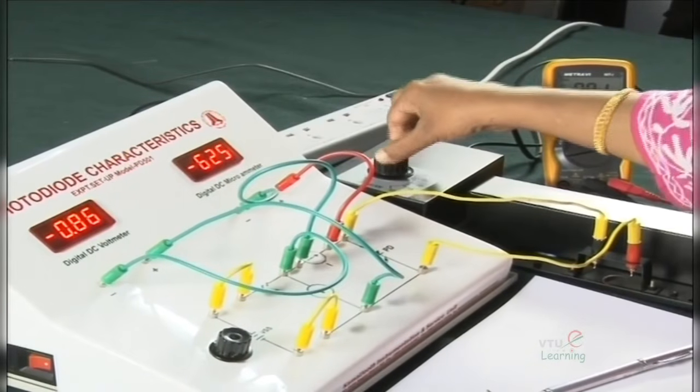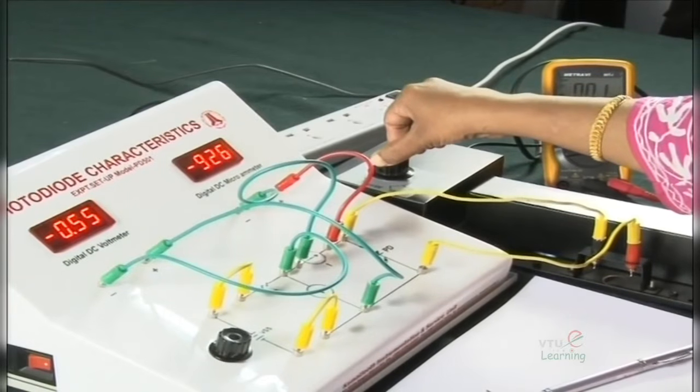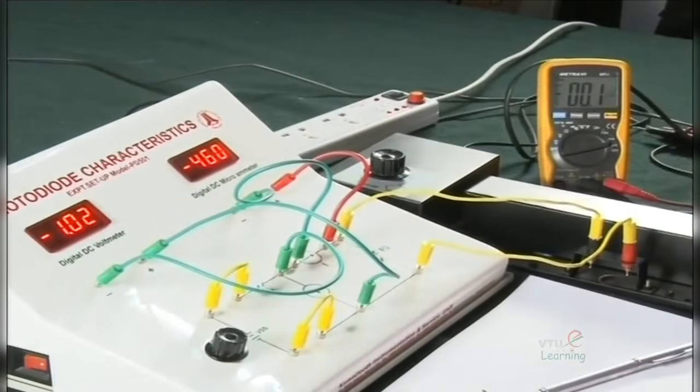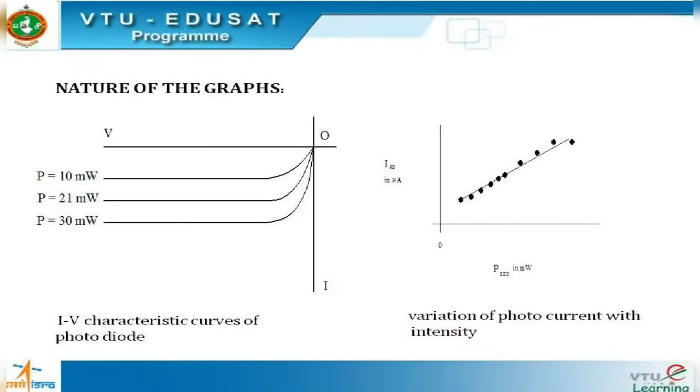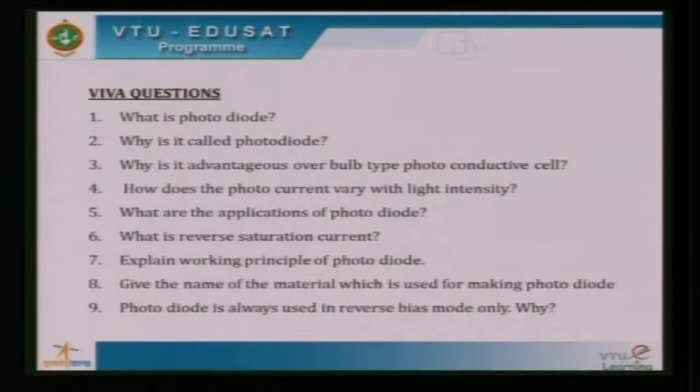You observe that the current is increasing linearly. As and when the illumination is increasing, you observe that the photocurrent is increasing. The readings are tabulated, and graphical observation says that the photocurrent produced is directly proportional to the applied illumination power, not to the applied reverse voltage across the diode. The related viva questions are listed.